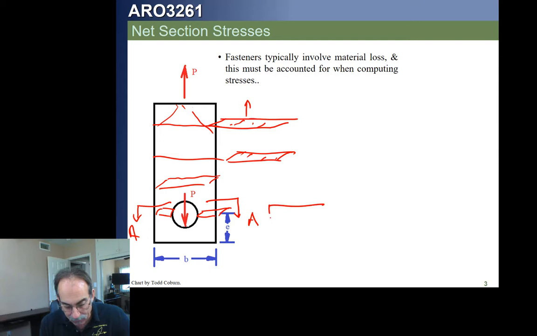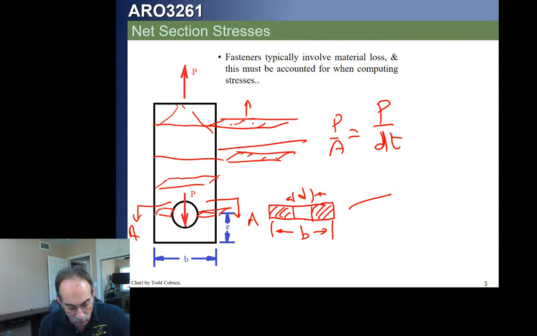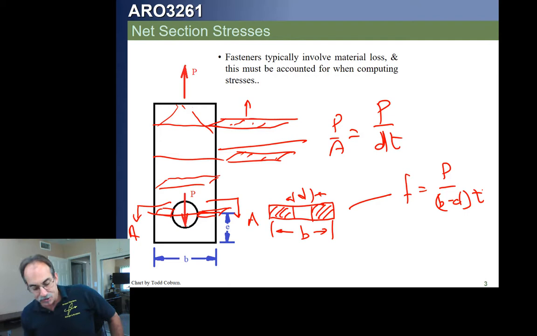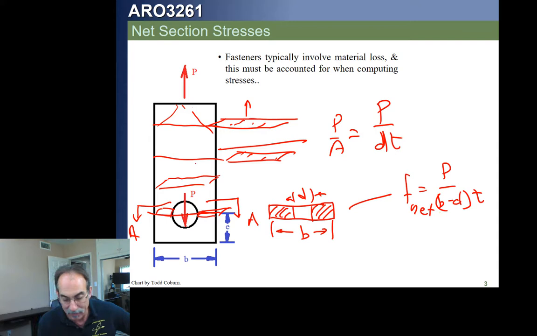That means this is the area here. If this is the width of the part B, and this is the diameter of the hole D, then while these stresses up here are P over A, which is P over DT, the stress right here through this section is going to be P over (B minus D)T. That's the net stress. It's the net average stress, right?